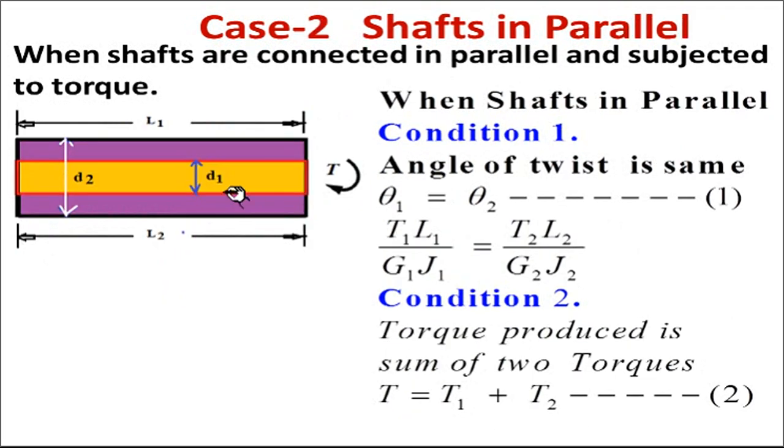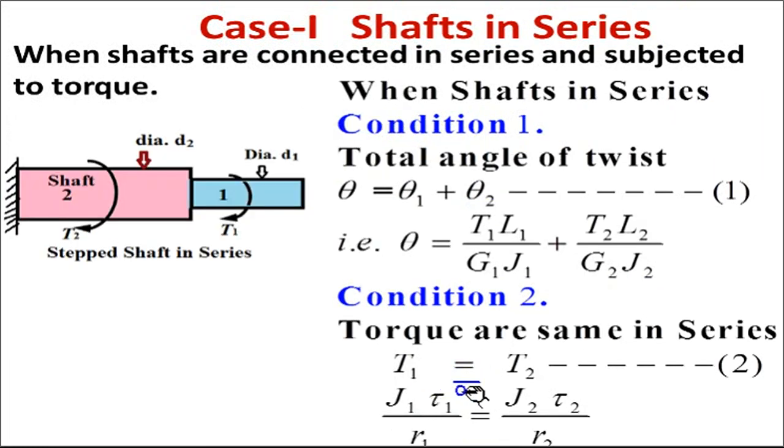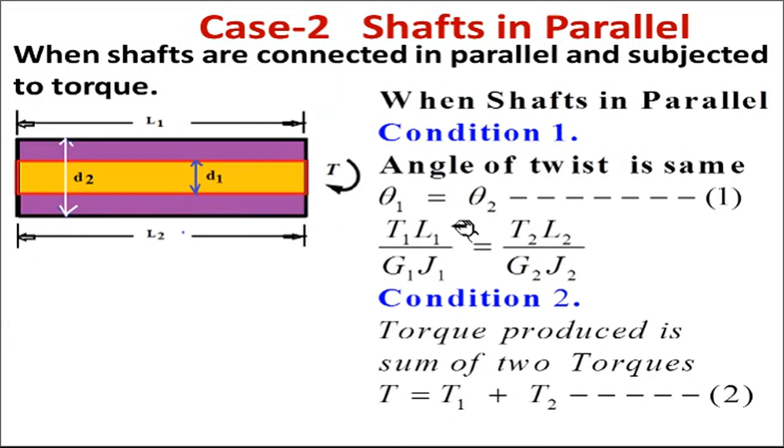But when they are arranged in parallel, their slopes must be the same because they are parallel to each other. Means T1 L1 upon G1 J1 must be equal to T2 L2 upon G2 J2. And the second condition will be that torques will be added. In the previous case, torques were equated and theta were added. Now when they are parallel, theta will be equated and torques will be added.